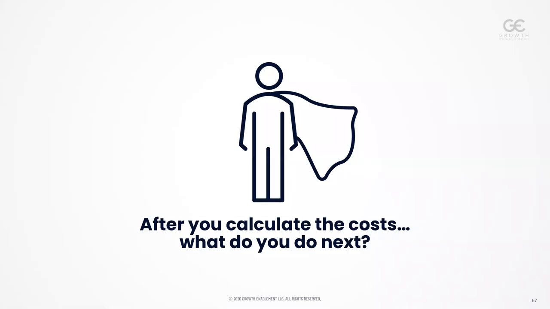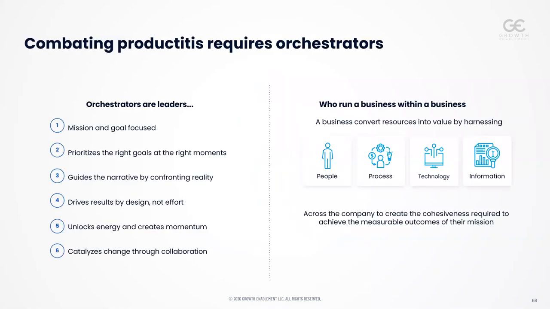Well, the first thing that you want to do is calculate the costs. So this is you. You can be a superhero and go tackle it. You don't have to barge in and do it all at once. Role play it out a little bit, talk to some people, socialize it a bit, but you want to calculate those costs. So what do you do next? The first thing you need is the right mindset. In order to combat productitis, if you do the analysis, you've got to be prepared to move fast. We've talked about this before, and we want to reinforce it. You have to have the mindset of being an orchestrator.